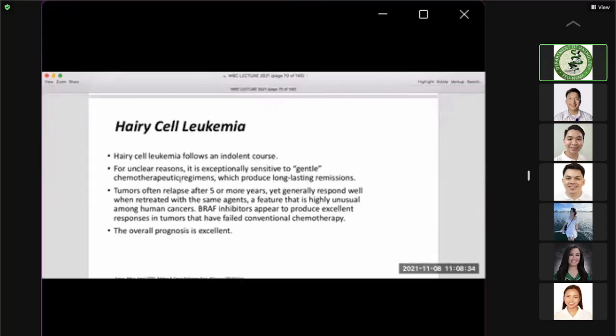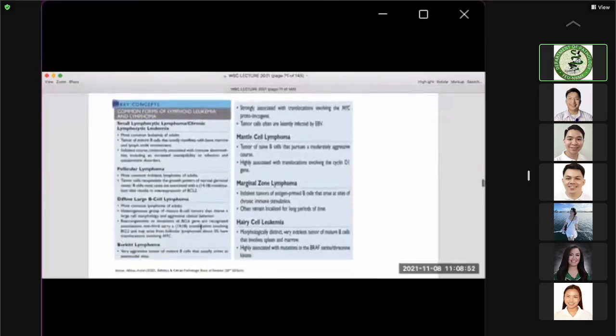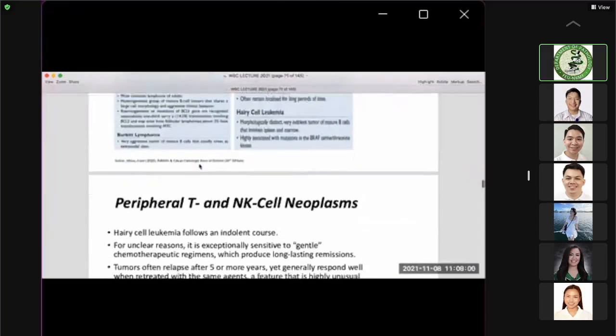Pwede bigyan ng gentle chemotherapeutic regimens. Okay, so pwede mag-relapse ang tumor 5 or more years, pero nag-respond well, no, when retreated with the same agent. So the overall prognosis is excellent. Okay, so we have here key concepts showing us the different characteristics of the ones that we have discussed. So we just go through this.